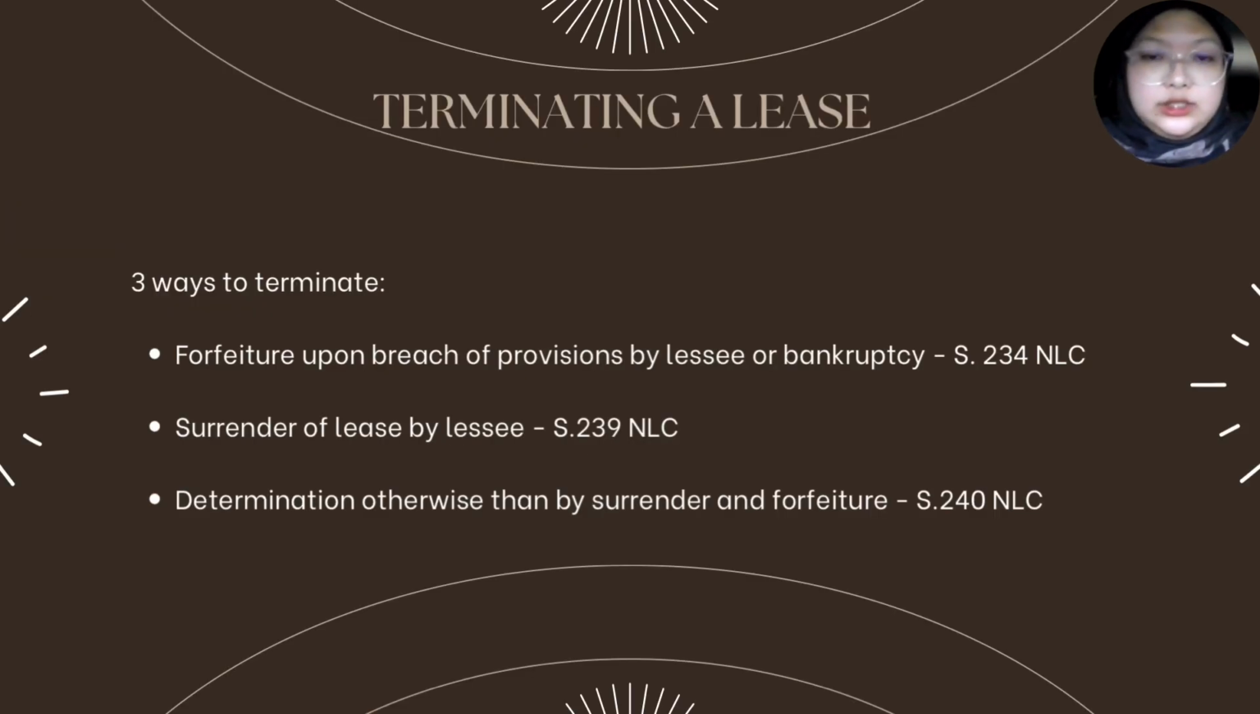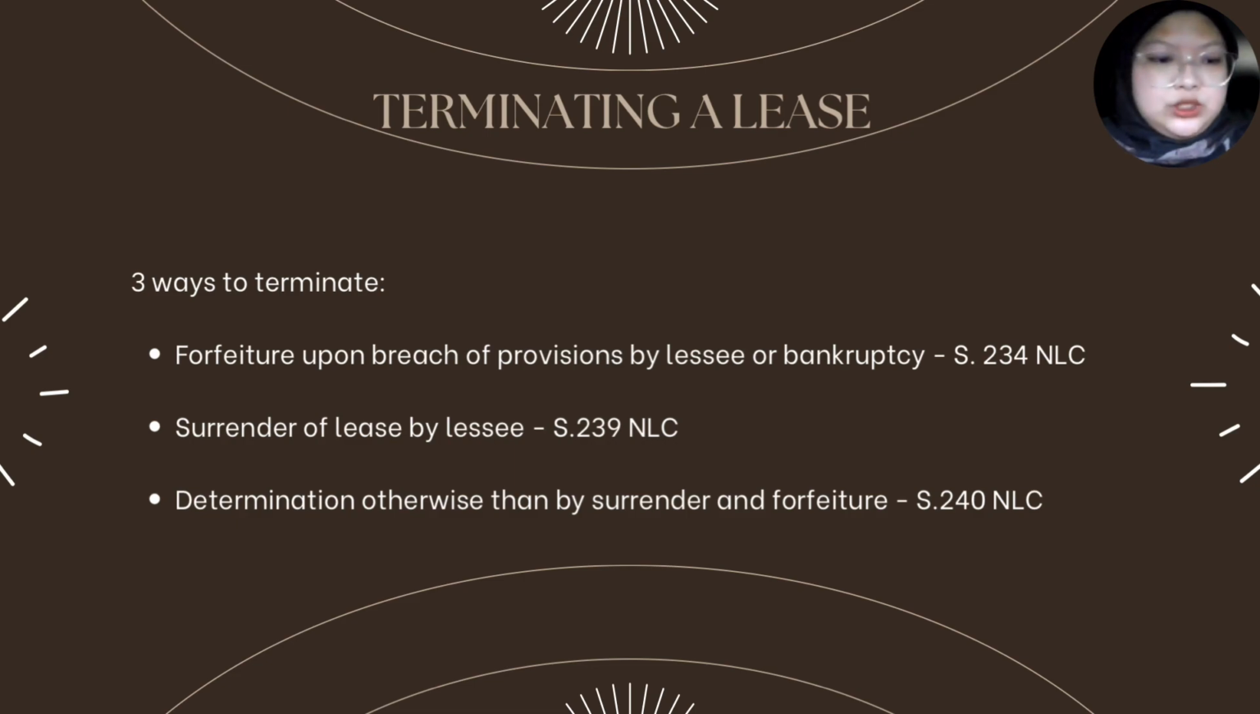Continuing with lease, there are ways for you to breach or terminate the lease under the National Land Code. There are three ways. The first one is forfeiture upon breach of provision by lessee or bankruptcy, which falls under Section 234 National Land Code. The next one is the surrender of lease by lessee, which is under Section 239. And the last one is determination otherwise than by surrender and forfeiture, which falls under Section 240.